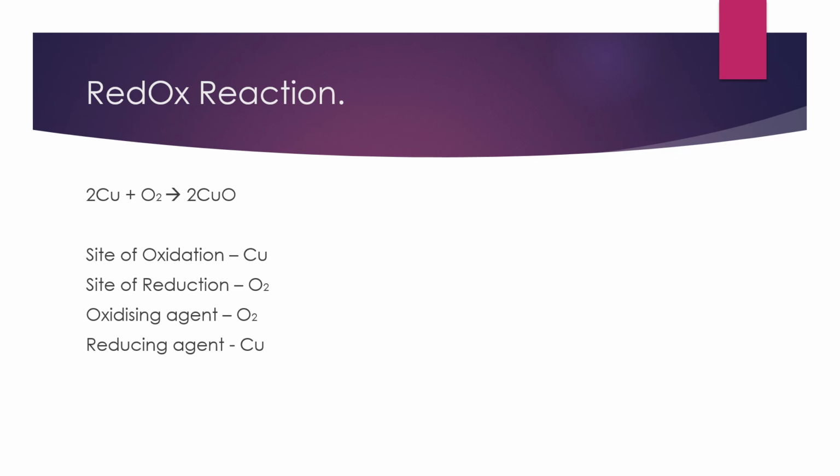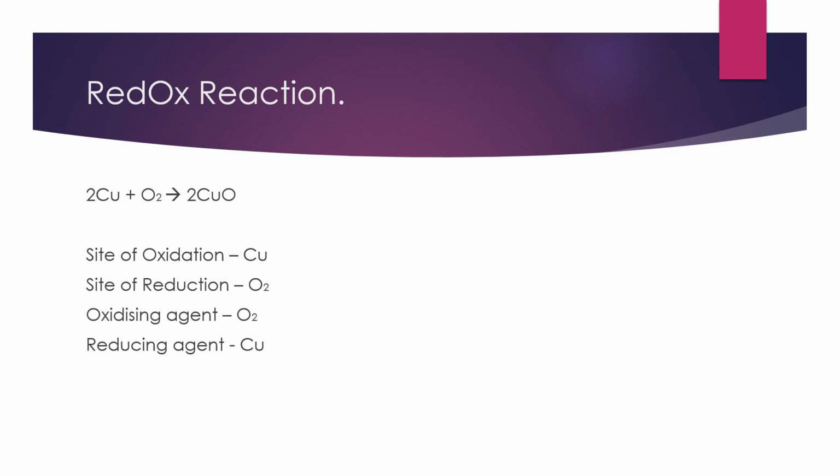So in this reaction, 2Cu plus O2 equals 2CuO. As I have told, in an oxidation reaction oxygen is added. In the product side, we can see that oxygen is added to the copper. Sorry, I said carbon earlier, extremely sorry, guys. Copper plus oxygen equals copper oxide. Oxygen is added to the copper, that is, copper is oxidized.